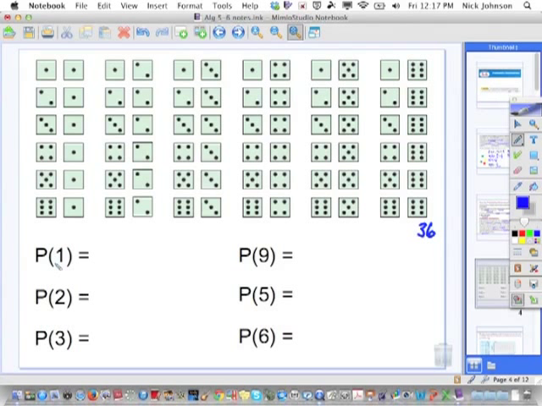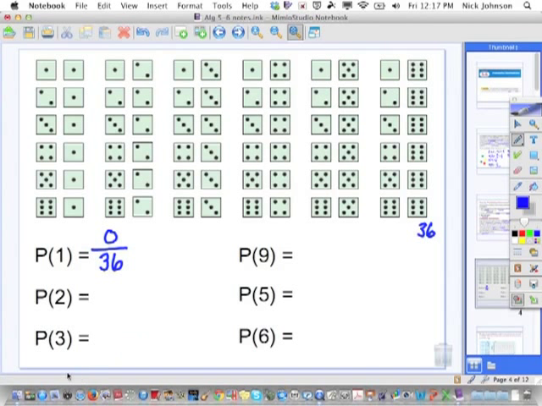So moving on. The probability of getting a 1. Can you just get a 1 when you add those 2 dice together? No, that can never happen. The lowest number we could get is a 2. So the probability of getting a 1 when you roll 2 dice is 0 out of 36.